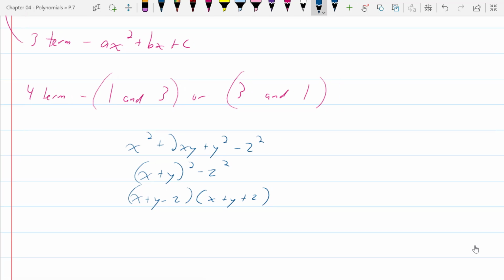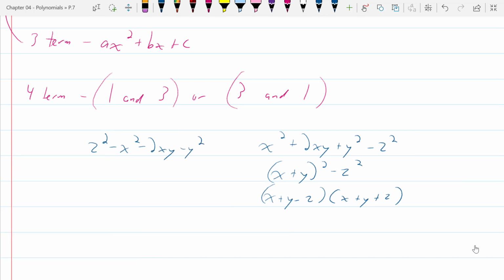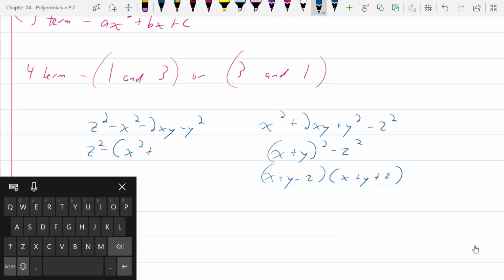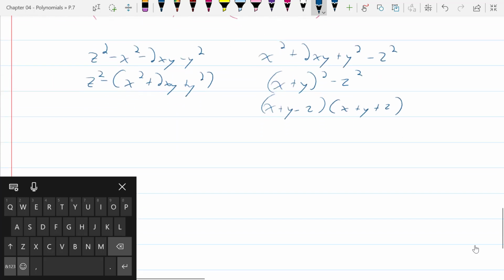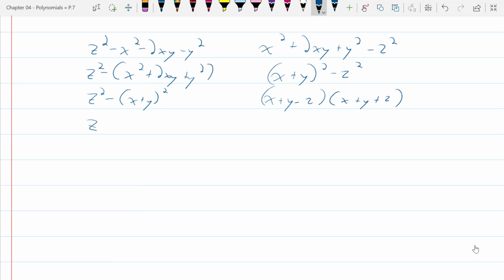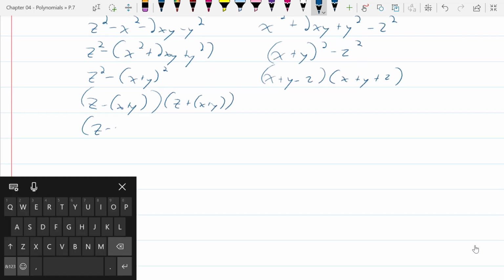The 1 and 3 reverses that, where it's z squared minus x squared minus 2xy minus y squared. And it just takes a little bit of experience to recognize that I can pull out a negative and make this x squared plus 2xy plus y squared, and then get z squared minus (x plus y) squared. Factor that as a difference of squares, z minus (x plus y) and z plus (x plus y). And then finally simplify that, z minus x minus y and z plus x plus y.